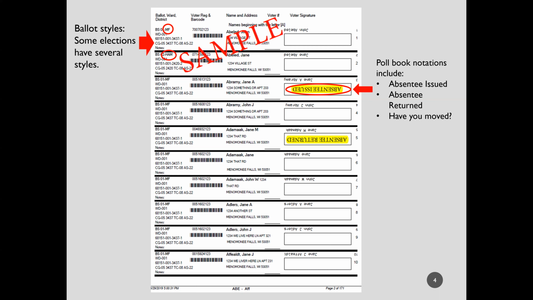On the right-hand side, you'll notice the notations are inside the box where the voter will sign. So if an absentee was issued or returned, you would see it here. If an absentee is issued, we will get into that a little bit later. But if it says absentee returned, please contact your chief inspector if the voter is there to vote. They cannot vote if they have an absentee returned. Another notation may be, have you moved? This is something where the voter has been flagged for possibly moving due to registering a vehicle in another state or updating something with the post office or something of that sort with the government.